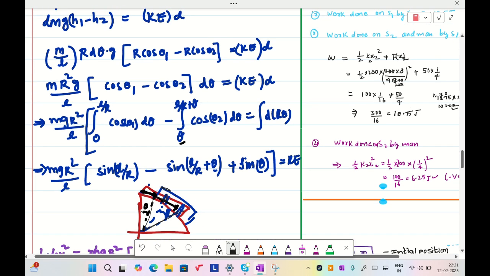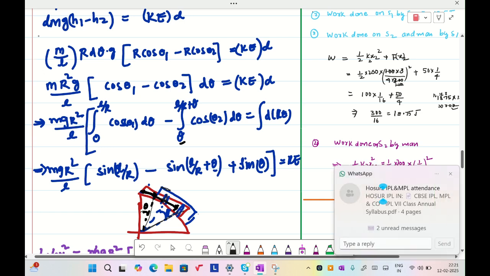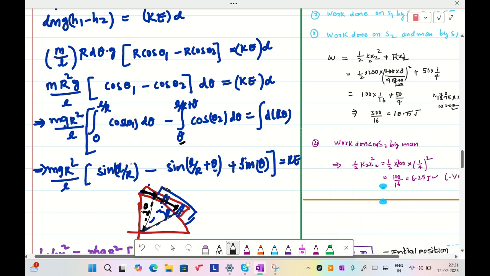According to conservation of energy, the increase in kinetic energy is equal to the decrease in potential energy. Or, by conservation of energy, the work done by the conservative force is equal to the change in potential energy, which equals the kinetic energy. The kinetic energy of the spring is equal to the change in potential energy, dmg into h1 minus h2. Here h1 is the initial height, equal to r cos theta 1, the initial value of theta 1. Now theta 2 is the further angle, r cos theta 2. Cos theta 1 is from 0 to L by R initially, and now with the further angle it is theta to L by R plus theta. You apply this and you will get the answer.